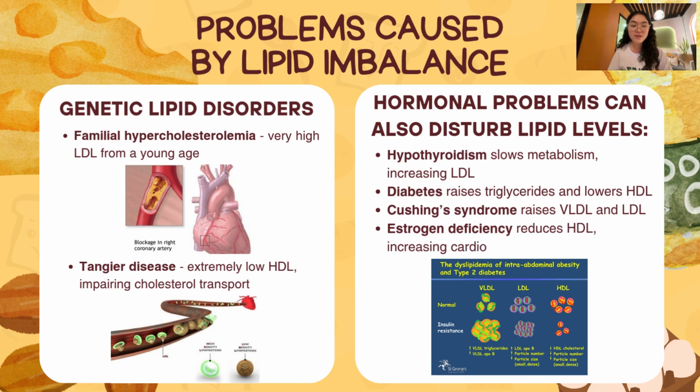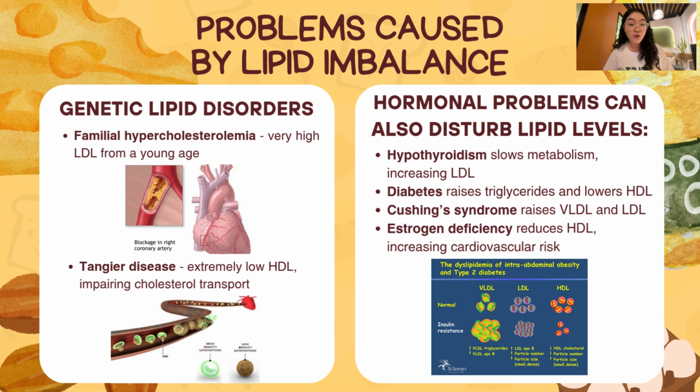Next, we also have Tangier disease. This is a rare condition with very low HDL levels. HDL is the good cholesterol that removes excess fat from the blood. Without enough HDL, fat just builds up. So yes, even having too little of a good lipid can be very harmful.